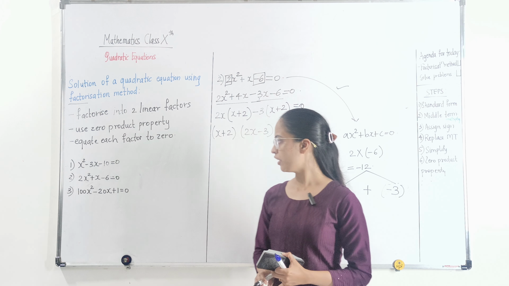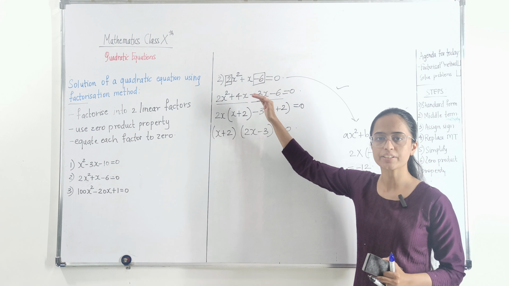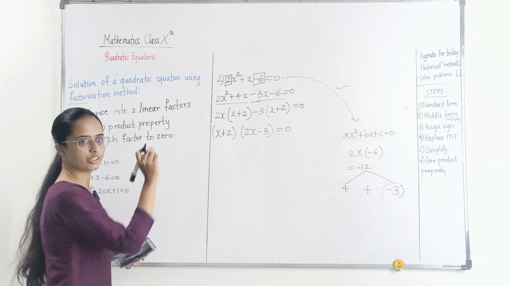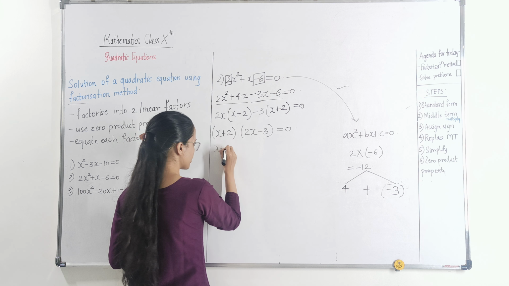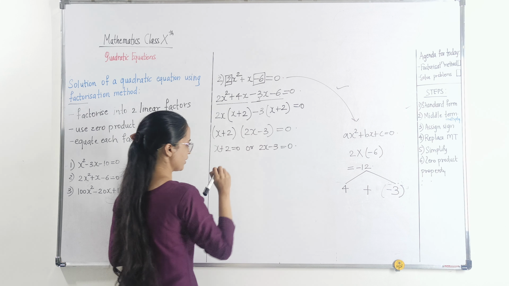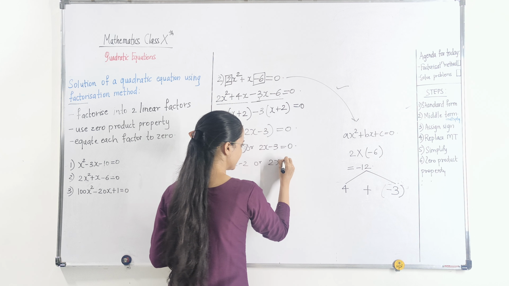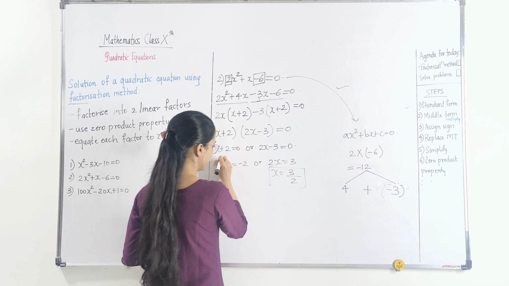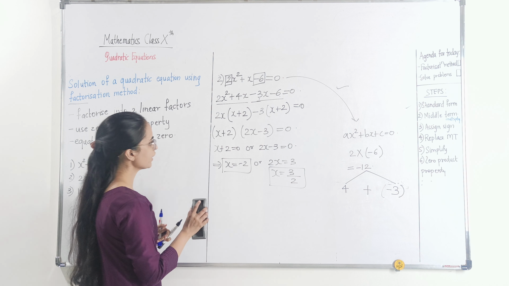So this is where we convert the given equation into two linear factors. We factorize the given equation into two linear factors. So now after factorizing the given equation into two linear factors, we are going to use the zero product property and we are going to say that x plus 2 is equal to 0 or 2x minus 3 is equal to 0, which implies that your x is equal to minus 2 or your 2x is equal to 3, then your x would be in this case equal to 3 upon 2. And these two are basically the roots of the given quadratic equation or the solution for the given quadratic equation.